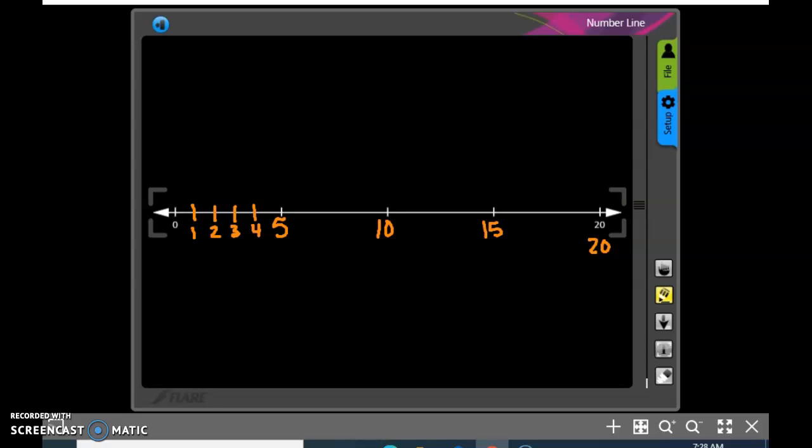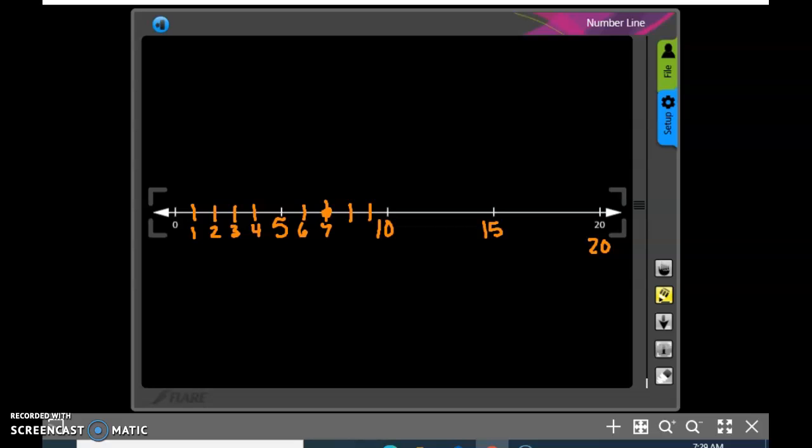So if I wanted to try to guess where the number 7 is going to be, I might say that it's probably somewhere around here. Now that's my best guess. I know that the number 7 is just a little bit closer to 5 than it is to 10, so that's why I put it there. If I wanted to make lines, I would say 6, 7, 8, 9. So I might have been just a hair off, but right here is about where that number 7 would be.